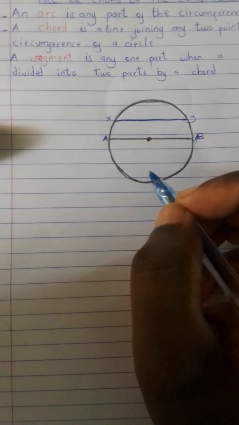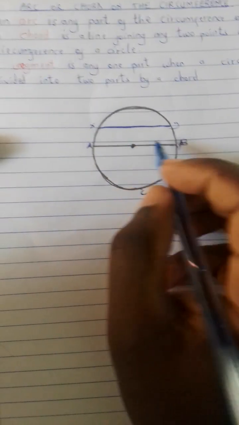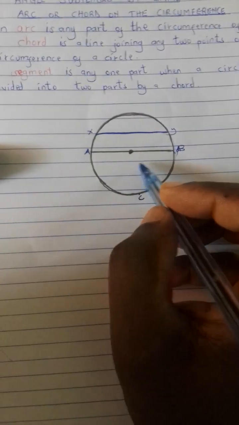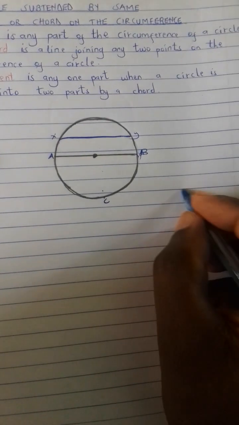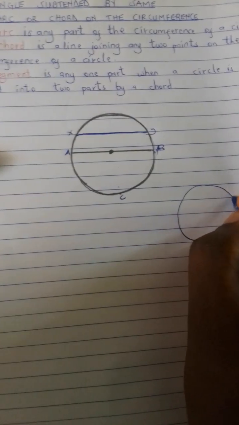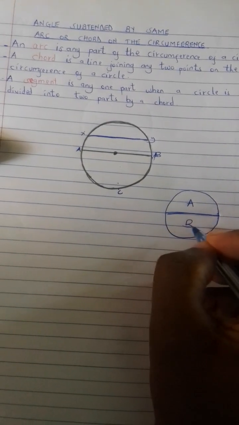Then we come to what we call a segment. When we talk about a segment, it is any part of a circle divided by the chord. For example, A B is a diameter which divides a circle into two halves. One half is what we call a segment, and the other half is also a segment. For example, I have a circle here. A line runs through the center of the circle, which we call the diameter. So we have segment A and segment B.